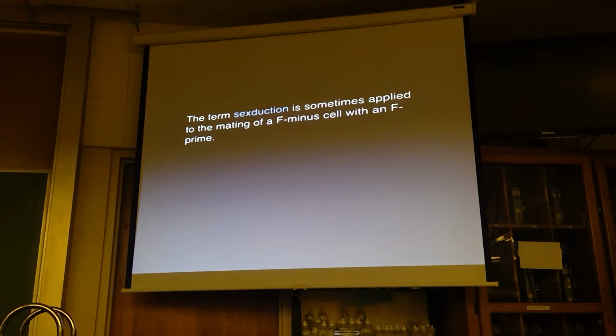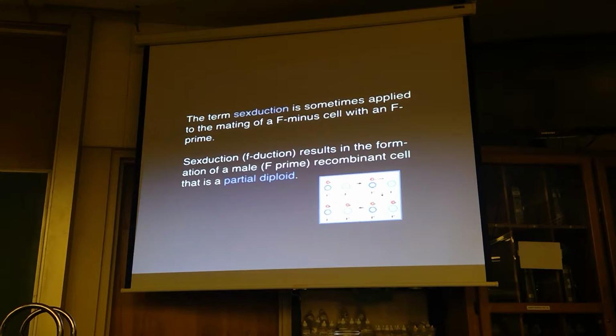sexduction. And I think that term is because it's somewhat similar to a process we're going to see that involves viruses. I'm not sure this term is used very much. Sexduction, an F prime is mating with an F minus. The F prime transfers the F factor, which is also carrying a little bit of chromosomal DNA from the original host. Consequently, during sexduction, the recipient is going to become male, and it's also going to be partially diploid. It's going to be diploid for whatever genes were on that plasmid, separate from the chromosome, because it keeps its own chromosome, and it gets the plasmid plus some chromosomes from the original host. So it's male, it's F prime, and it's partially diploid.